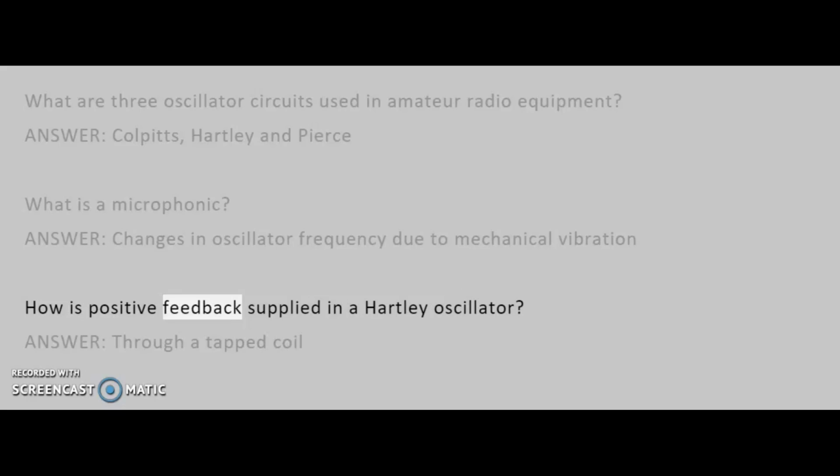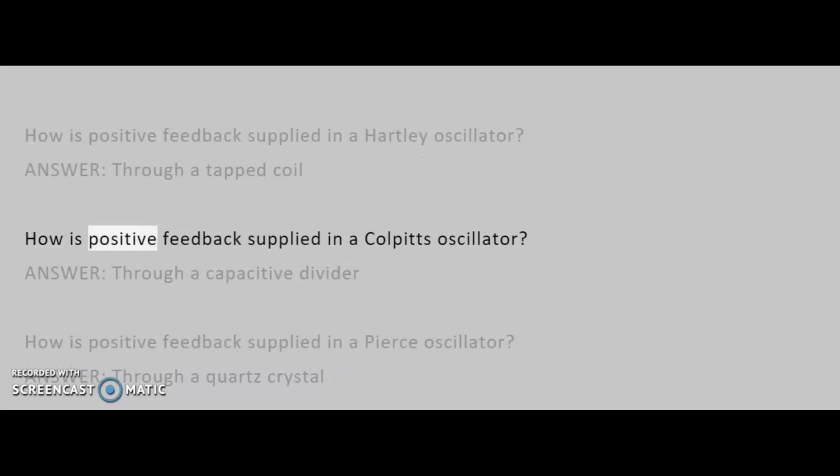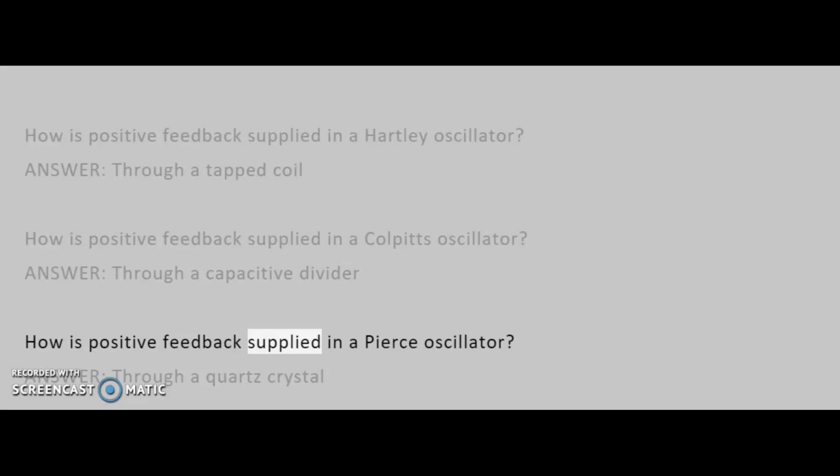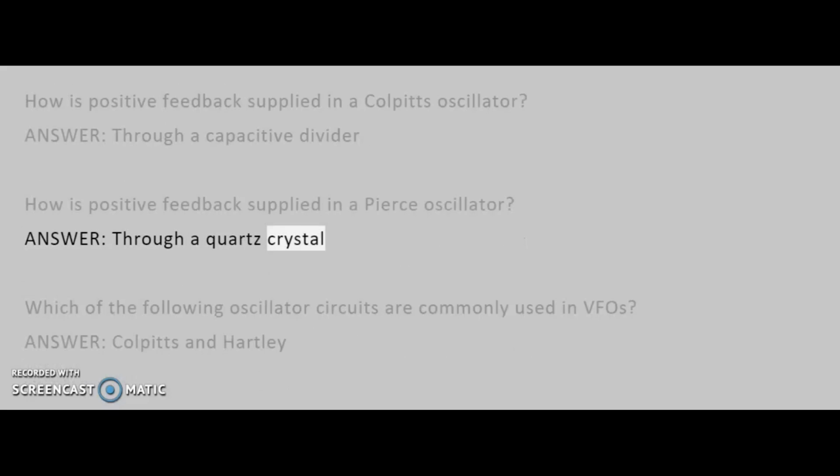How is positive feedback supplied in a Hartley oscillator? Answer: through a tapped coil. How is positive feedback supplied in a Colpitts oscillator? Answer: through a capacitive divider. How is positive feedback supplied in a Pierce oscillator? Answer: through a quartz crystal.